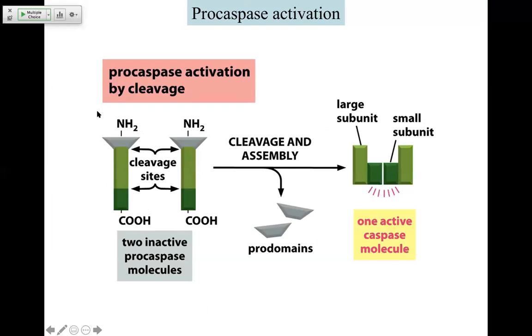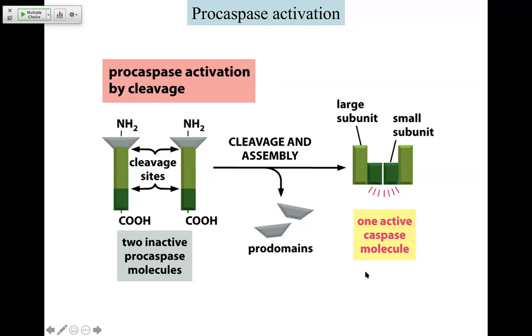So that's what we see here. All of our cells have procaspases, but not all of our cells have our procaspases activated. So if we look at a cartoon of a procaspase, we have 3 different regions. When it's activated, it will be cleaved at 2 positions. The prodomains will be removed, and the large subunit and the small subunit of two procaspases will be joined together to form one active caspase. So proteolytic cleavage of a procaspase results in activation.